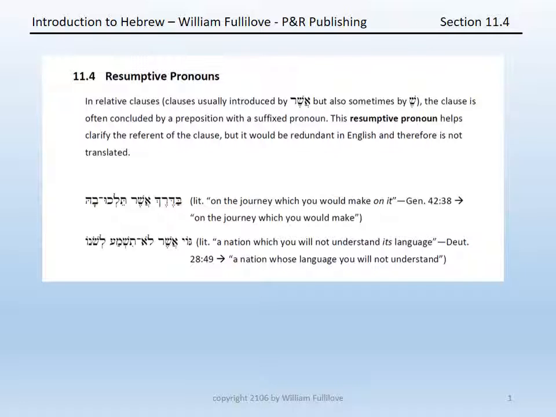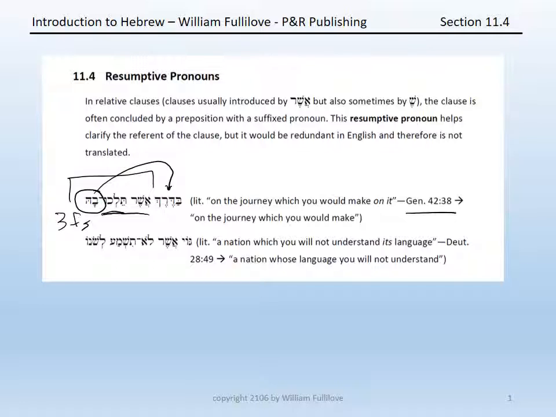For instance, we have in Genesis 42:38, baderek asher teleku ba. The relative clause is asher teleku ba. Teleku is the verb, Qal imperfect, from halak, you would make. So the relative clause is which you would make, and then ba, the preposition bet plus the third feminine singular suffix. This third feminine singular suffix agrees with derek, the feminine noun, from the sentence in which this relative clause exists.